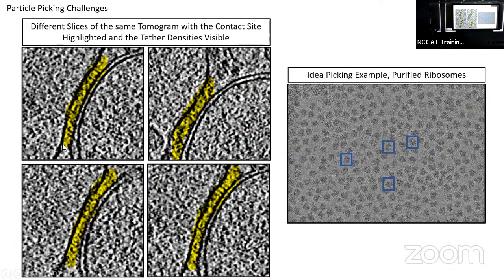If you look at the contact site, which I've highlighted here, on the right you have mitochondria, on the left we have ER, and in the middle, any density that connects them is potentially a tether. You can see that it's pretty packed with different shapes and structures. Some of them branch and have legs, some of them are straight, some of them are like this. So there are many challenges with this.